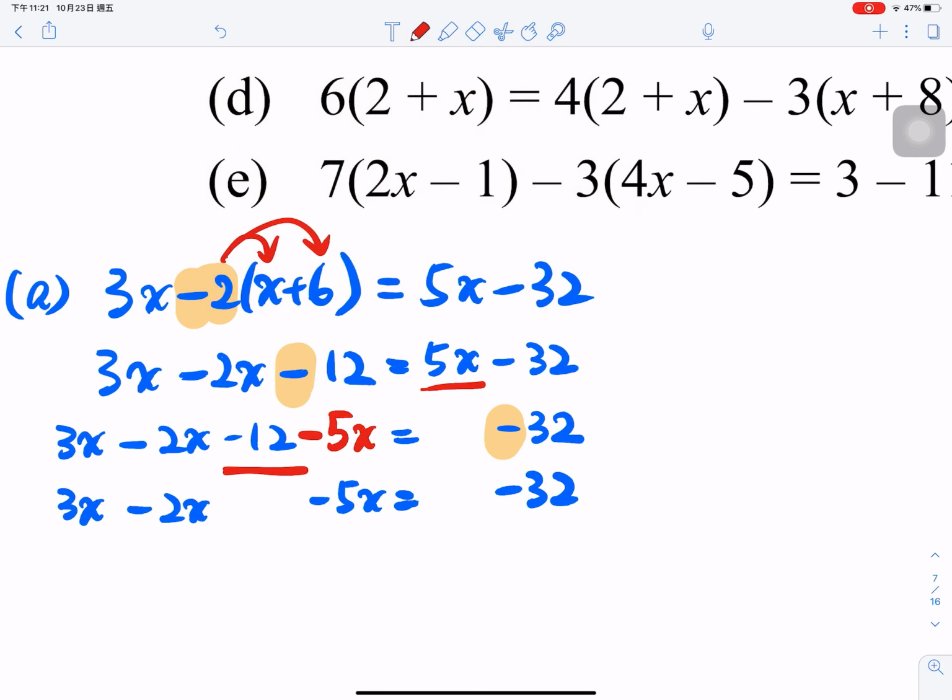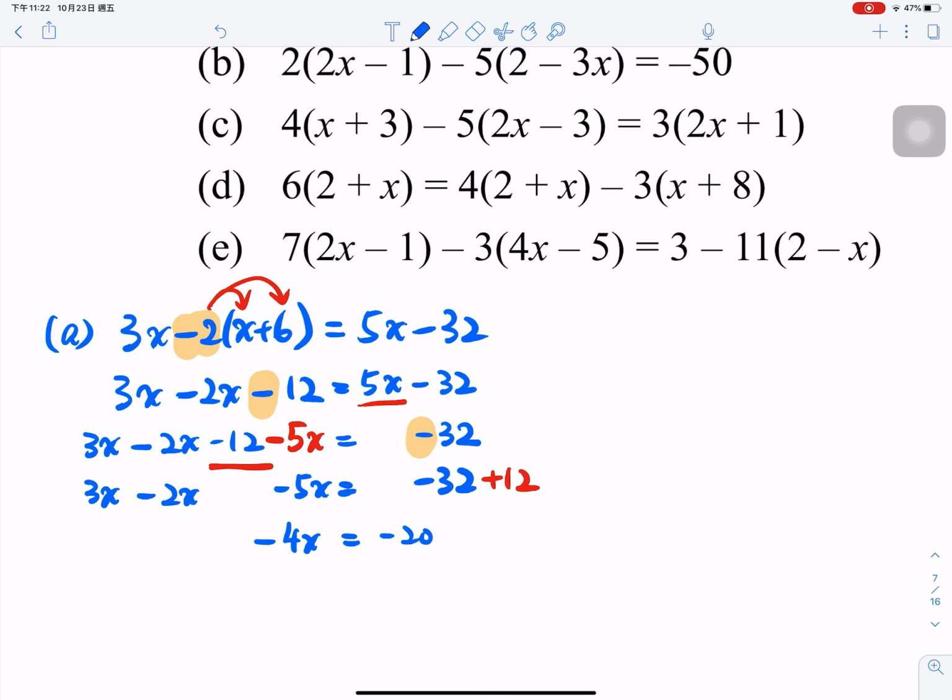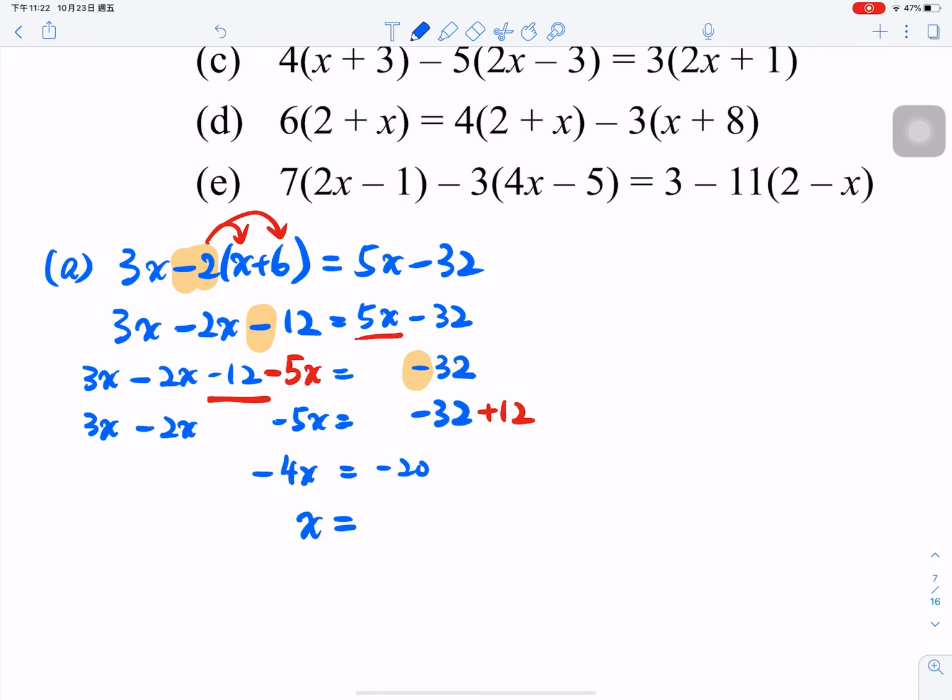On both sides plus 12. So no more 12 here. Okay, so plus 12. Good. That's great. Then what's the next step? Simplify. This one, negative 4x equals negative 20, right? So as a result, x equals negative 20 over negative 4. So the final answer is 5.